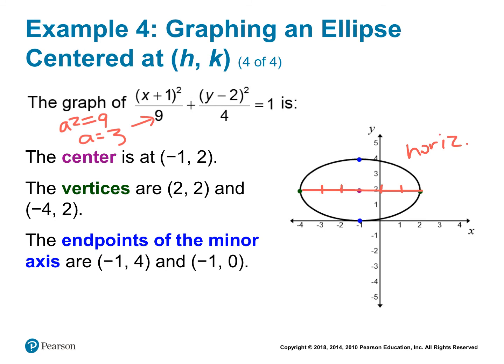And then we have the endpoints of the minor axis are those blue points. Because we said that the b squared was right here. So the b was 2. So I went 2 above the center and 2 below the center to get that.